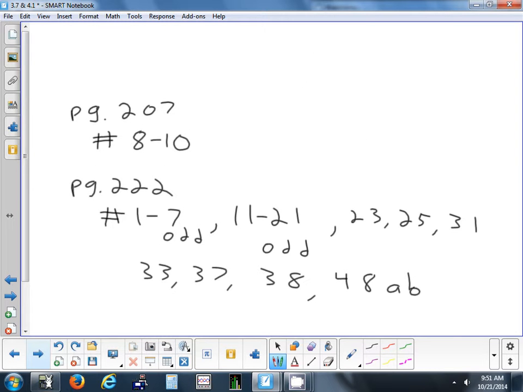Okay, so on page 207, that's solving systems graphically. I just want you to try 3 questions, 8, 9, 10. And then page 222, the real part of the assignment that's important. 1 through 7 odd, 11 to 21 odd, and then 23, 25, 31, 33, 37, 38, and 48 just parts A and B. I think there's a part C, but I don't need you to do that. Okay, and we'll take a look at that tomorrow.